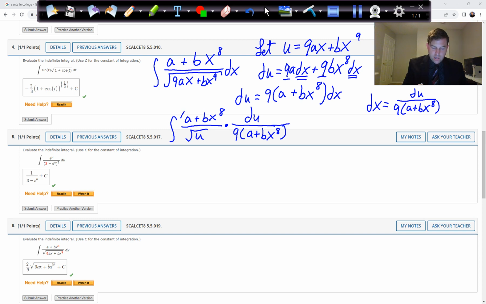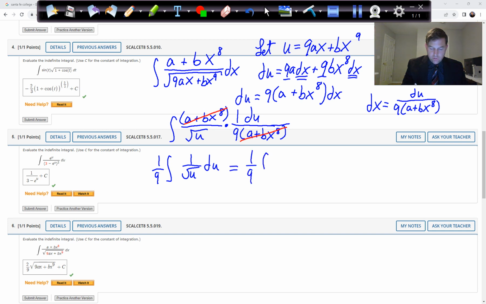And surprise, surprise, let me put parentheses here. You will see this on top is exactly the same as this on the bottom. They completely cancel. Your x's all go away. And we are left with the antiderivative of, this is 1 over 9, which I can pull out front. And this would be 1 over the square root of u du.